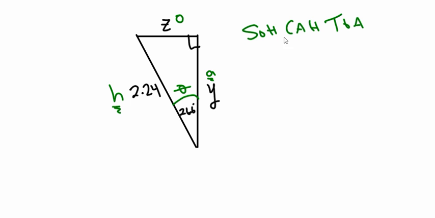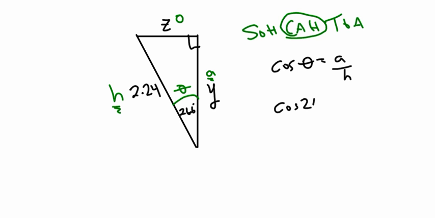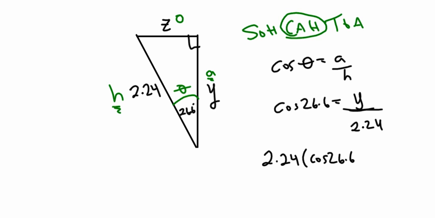So if I scan SOHCAHTOA, there it is. Adjacent and hypotenuse are in a relationship called cosine. So cos theta is adjacent over hypotenuse. Let's sub in what we know. Cosine of the angle is adjacent, which is y, over hypotenuse, which is 2.24. If I want to isolate y, I just need to get rid of this divide by 2.24. And to get rid of something that's divided, you multiply it. So we need to multiply by 2.24, and that'll tell us the value of y.